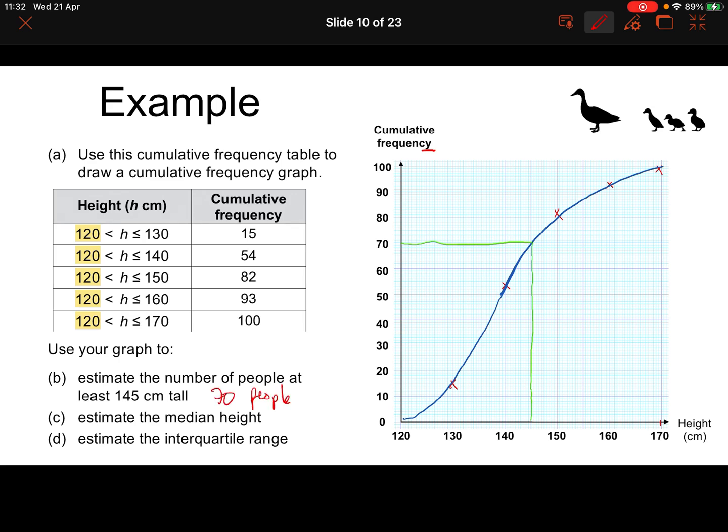Okay? So we can use the cumulative frequency curve to estimate the median. We can use it to estimate the lower quartile, the upper quartile, and therefore the interquartile range. We can also use it to estimate other questions. We can't use a calculator.